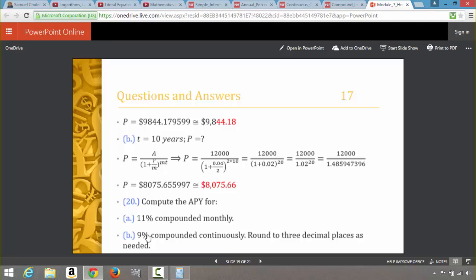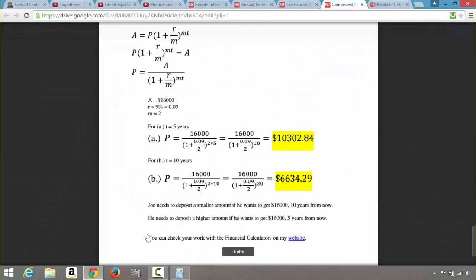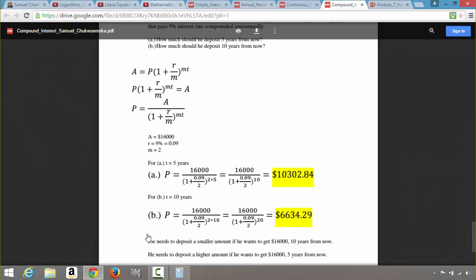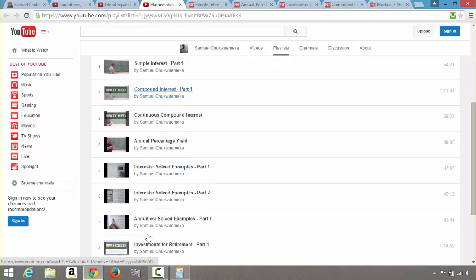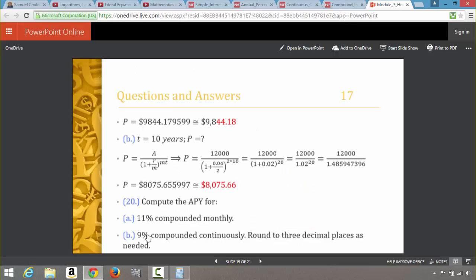Question 20. Compute the APY, annual percentage yield, for A, 11% compounded monthly, B, 9% compounded continuously. Please, for this A and B that we just did for question 19, compound interest is right here. I also did an example like that here. And it's also in this video where I really did it. Then the last but not the least, the APY, 11% compounded monthly, 9% compounded continuously. Round to 3 decimal places as needed.